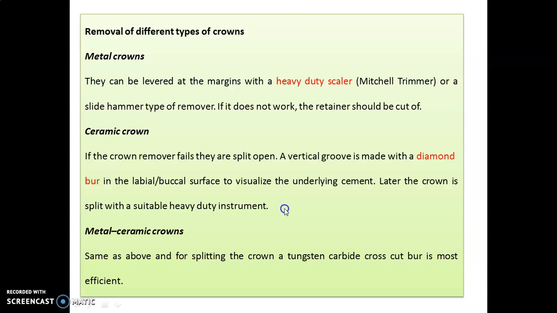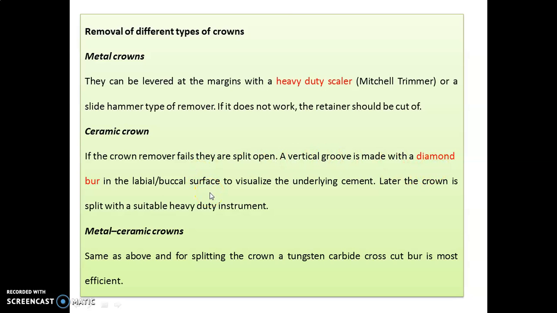Now aspirants, let's see the removal of different types of crown. You can remove metal crowns with the help of heavy duty scaler, that is a Mitchell trimmer, or a slide hammer type of removal. If it does not work, the retainer should be cut off. And when you want to cut metal crown, carbide burr should be used, not your diamond abrasive. But if you want to cut only your ceramic crown, you can use diamond burr. So ceramic crown can be removed with the help of diamond burr.